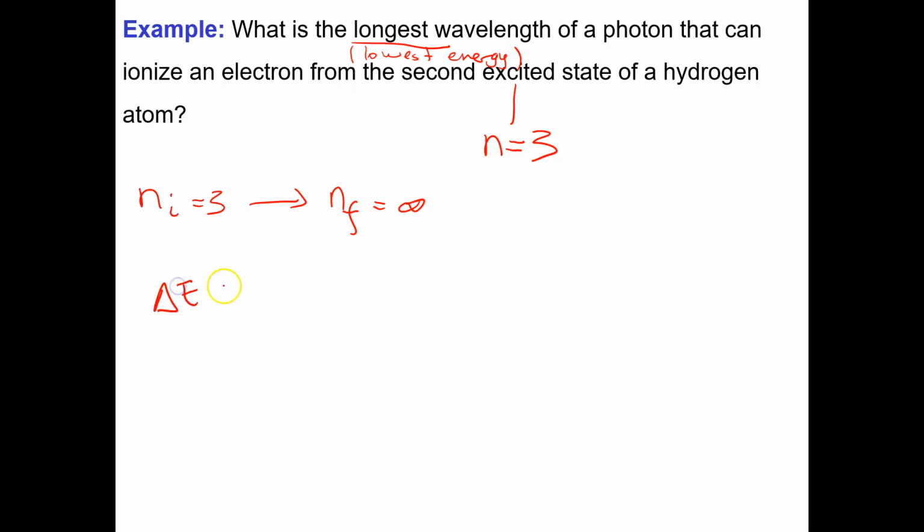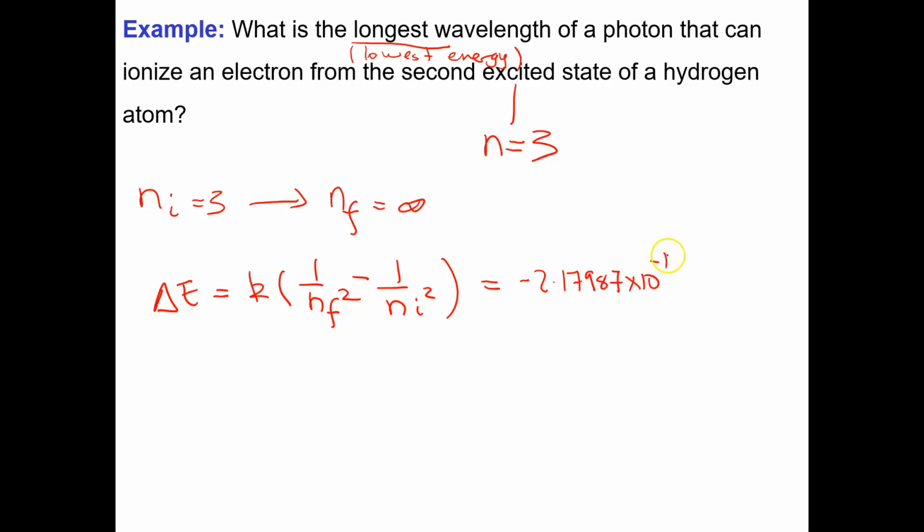Okay, so the change in energy is going to be K multiplied by 1 on n final squared minus 1 on n initial squared. So let's see what that is. It's 2.17987 times 10 to the minus 18 is K. Then 1 on infinity squared, that's 0, minus 1 on 3 squared. Okay?